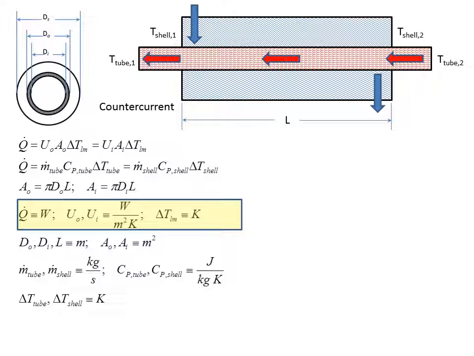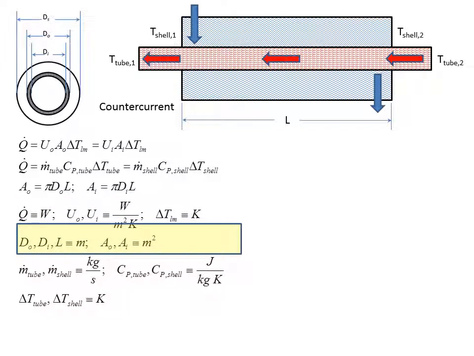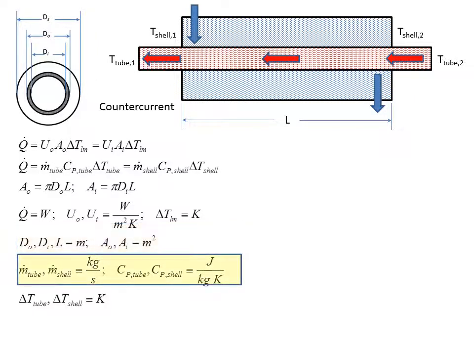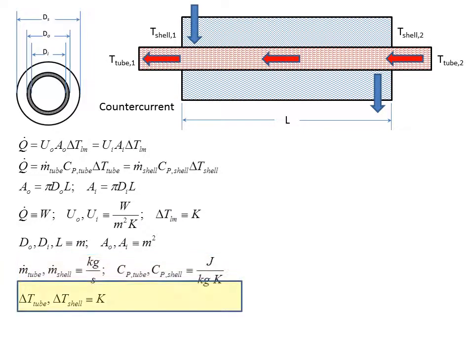Our heat transfer coefficients are in watts per square meter degree Kelvin, and our temperature, log mean delta T, should be in units of Kelvin as well. Our length dimensions and diameters and L should all be in meters. Areas should be in square meters. Mass flow rate should be in kilograms per second, and heat capacities in joules per kilogram degree K. And our change in tube and shell temperature should also be in Kelvin.